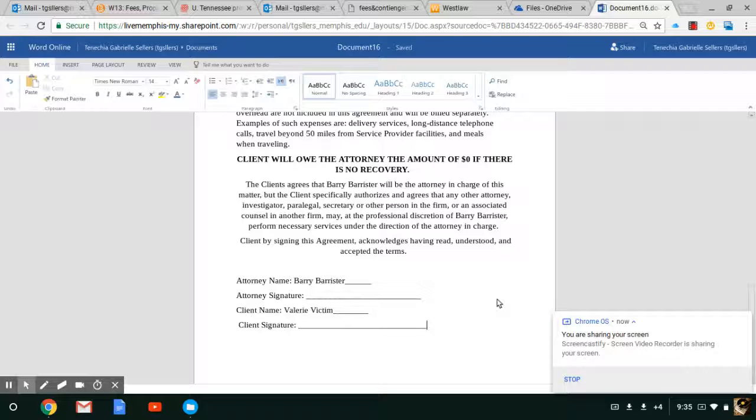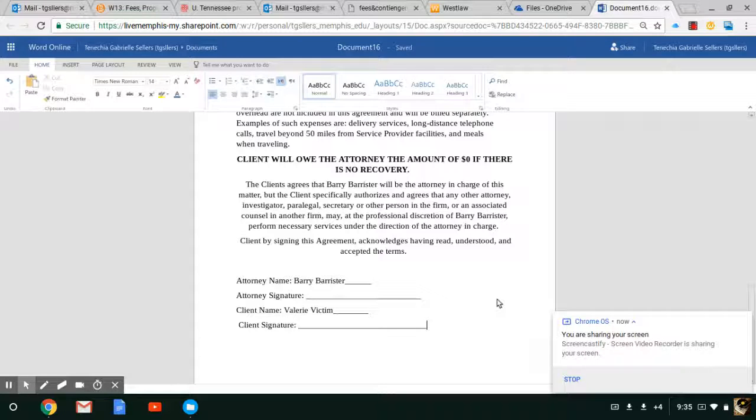By signing this, the client agrees that Barry Barrister will be the attorney in charge of the matter, but the client authorizes and agrees that other legal parties will help him in this case. So paralegals, secretaries, and investigators associated with the counsel may assist Barry Barrister in his legal services.